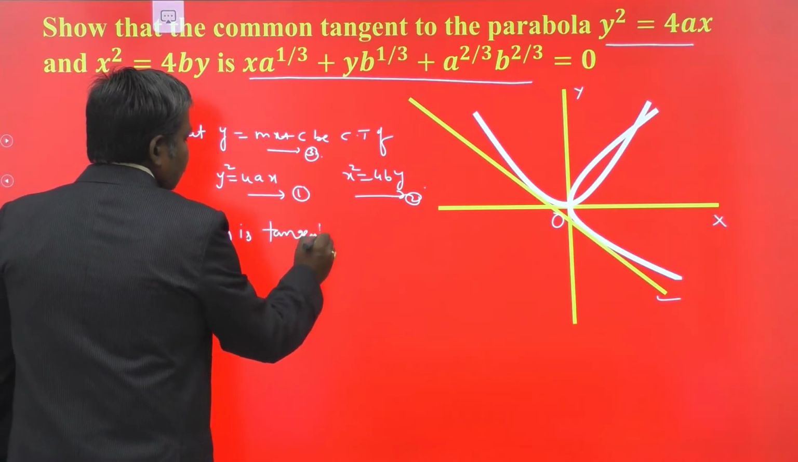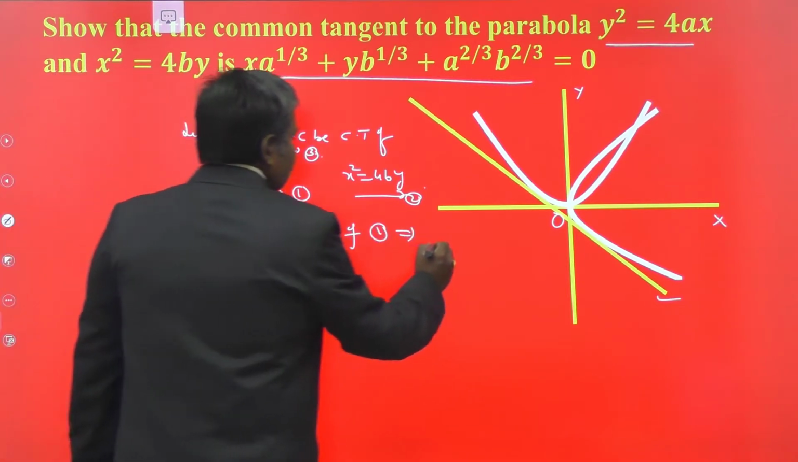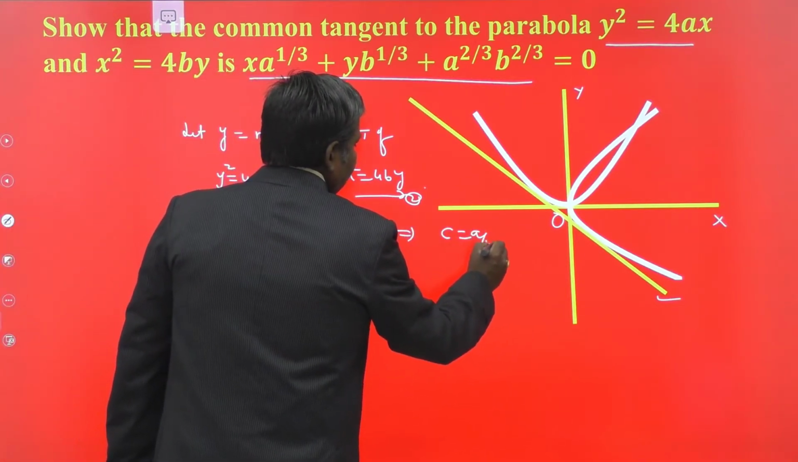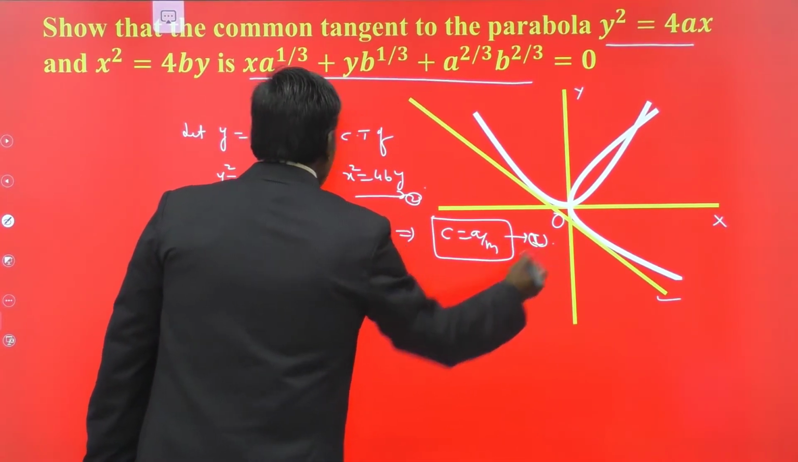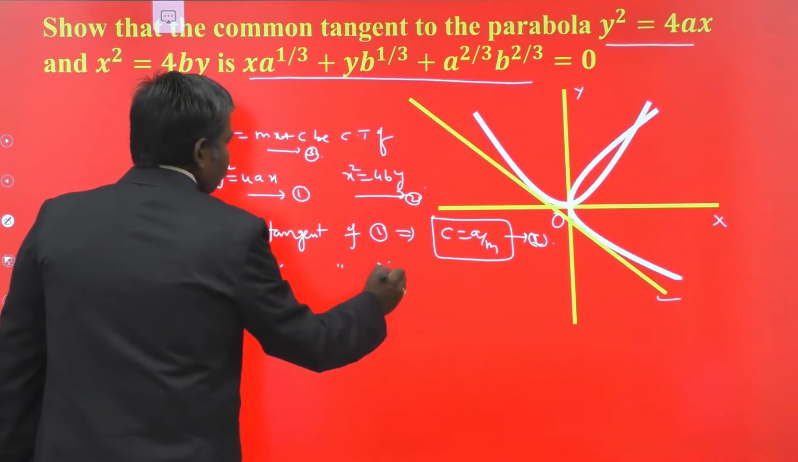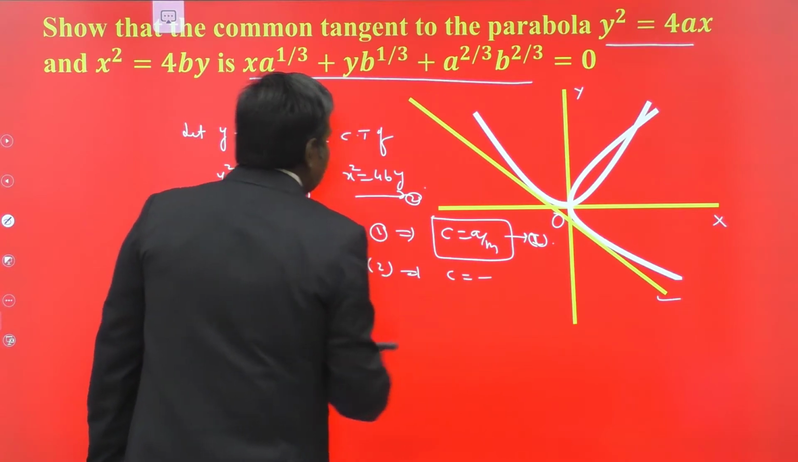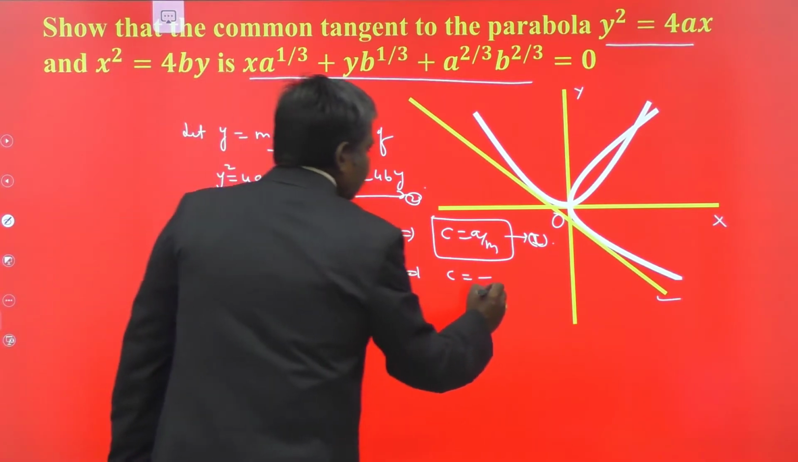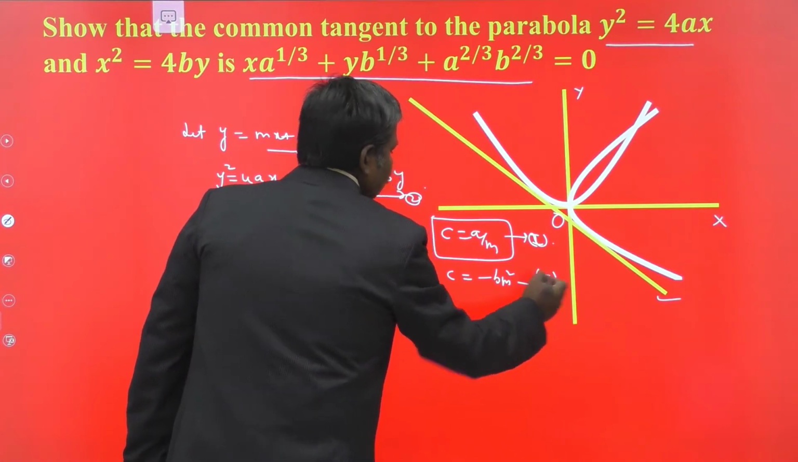3 is tangent of 1 implies, what is the condition? Direct condition, c is equal to a by m. This is result 1. Now 3 is tangent of 2. That is the other parabola. What is the condition? c is equal to minus m square. Instead of a, you have b, so c is minus b m square. This is result 2.